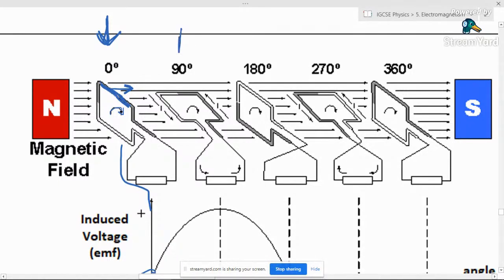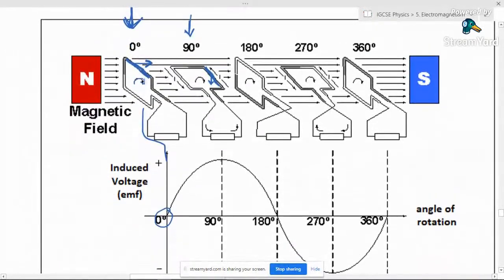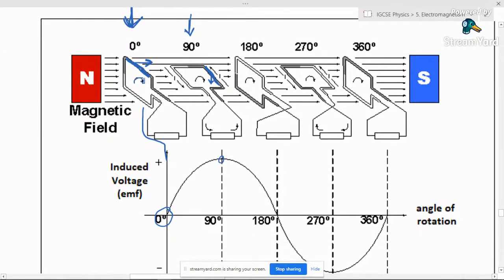Now let's consider 90 degrees later. This gray part of the wire is now moving downward at this instant. So it's moving down, and at that instant, it is cutting the maximum number of field lines it can cut. And so that's why when we look at this graph, at that instant, it is a maximum induced EMF because it's cutting the field lines at the maximum rate it can.